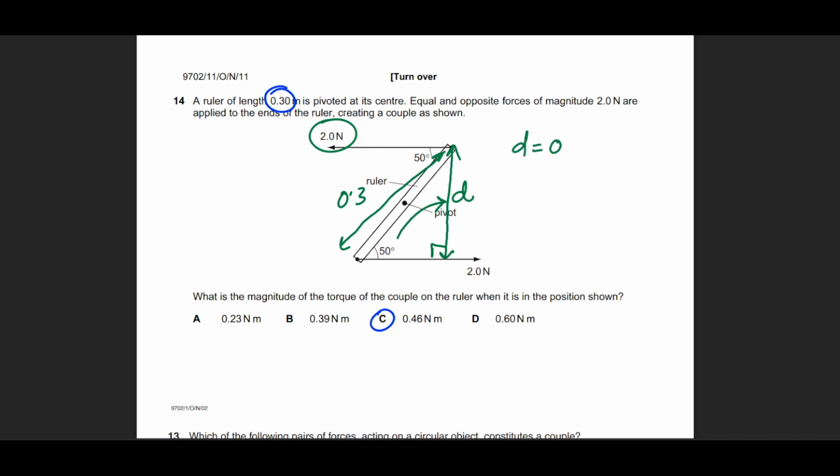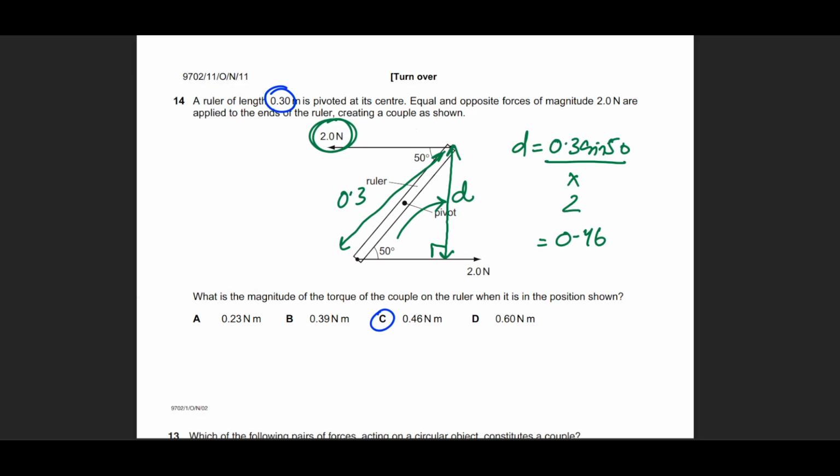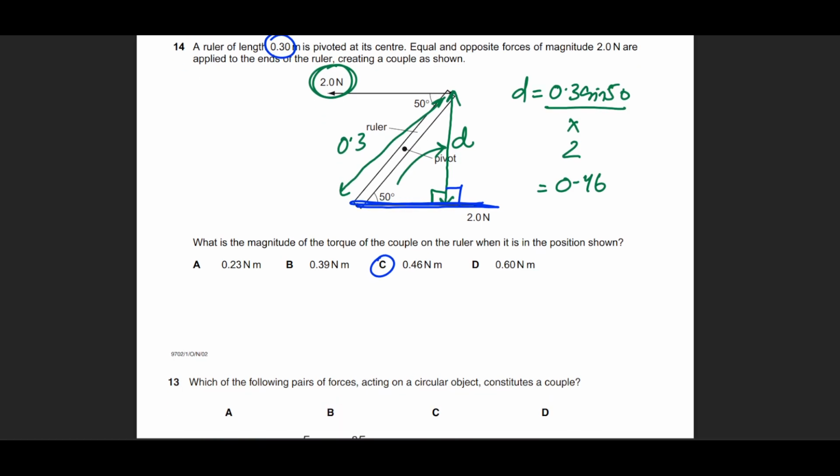So D is equal to 0.3 sine of 50. Now use this distance and multiply this with this value of 2, you will again get 0.46. What we have done is we have made sure that we don't take the total distance, we only take the distance with reference to the force which makes an angle of 90 degrees. So you're going to get the same answer. So there are two ways to look at the same question, which give you the same answer.